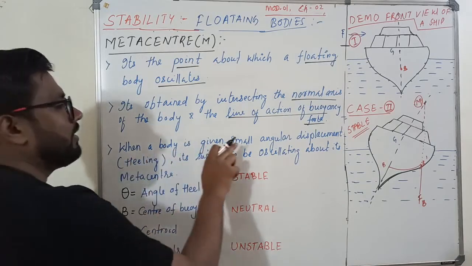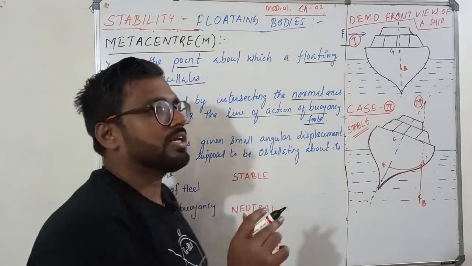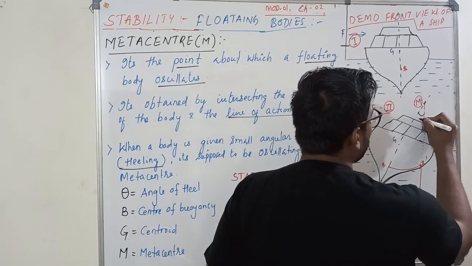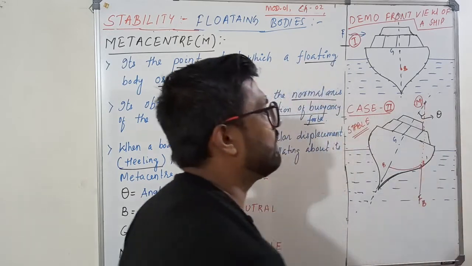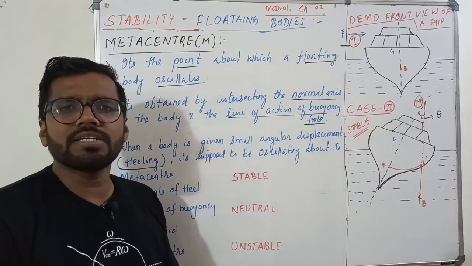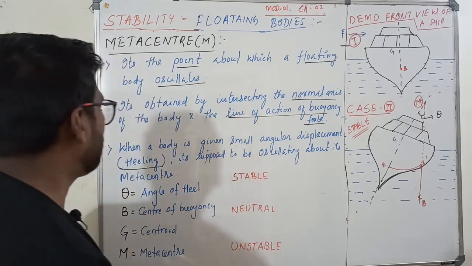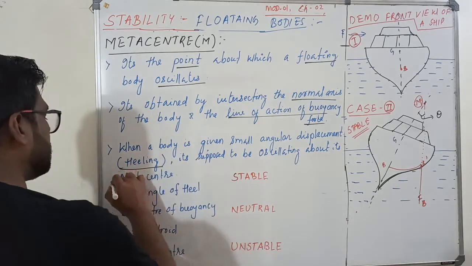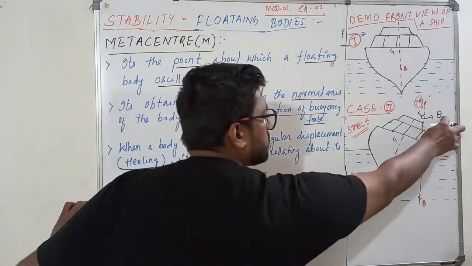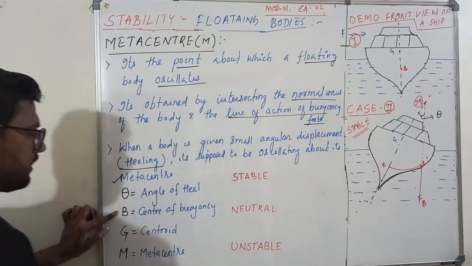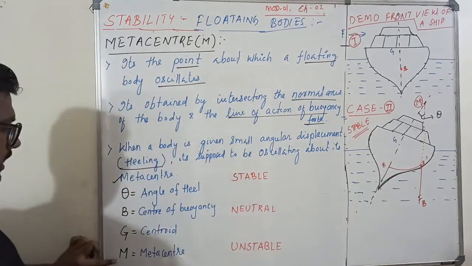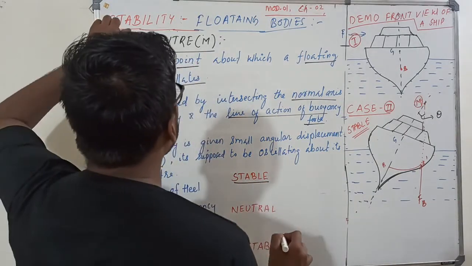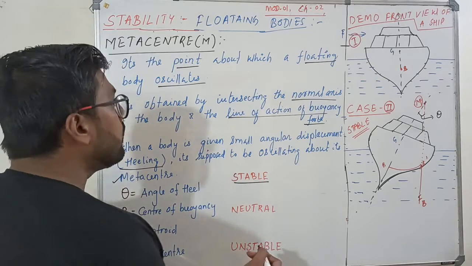Very good. Giving a small angular displacement to a body is known as heeling, and the angle is known as angle of heel, theta. It could be 2 degree, 4 degree, 5 degree, 20 degree, 30 degree, 35 degree, 40 degree, like that. But normally it's small. It is supposed to oscillate about its metacenter only. So theta is your angle of heel, B is your center of buoyancy, G is your centroid, and M is your metacenter.